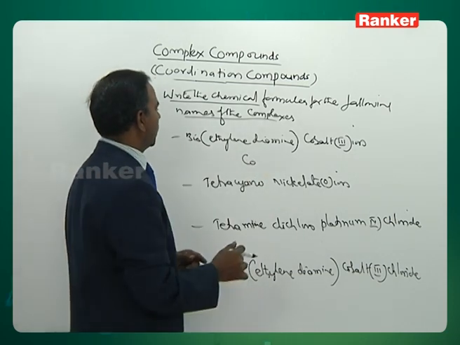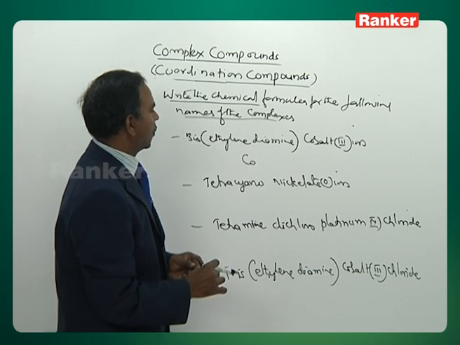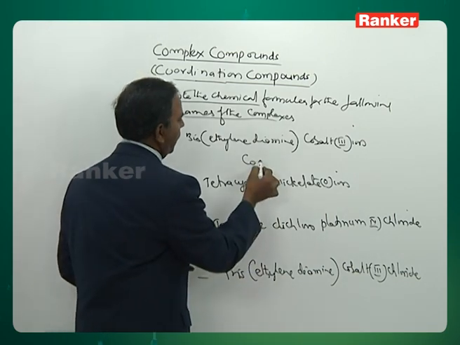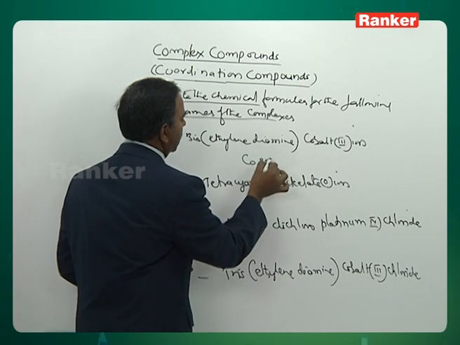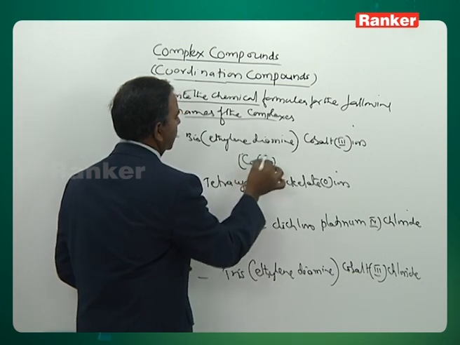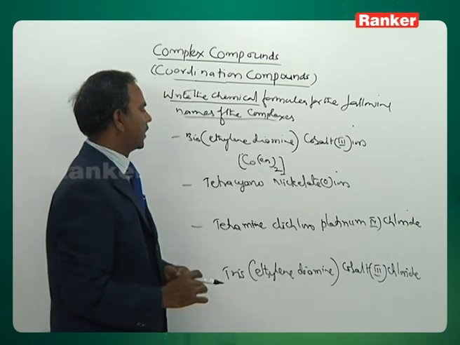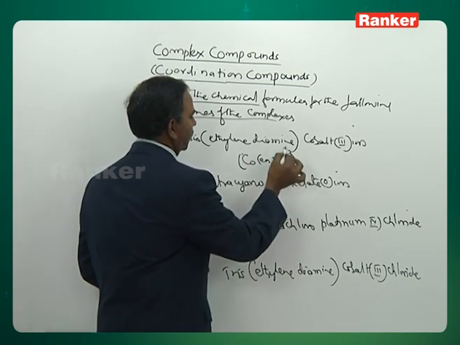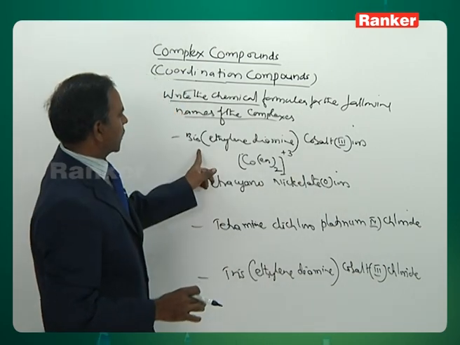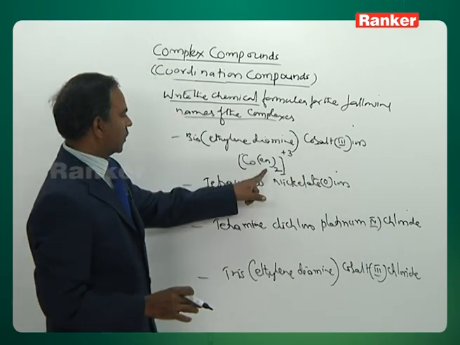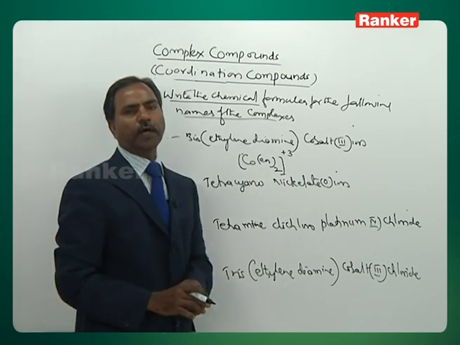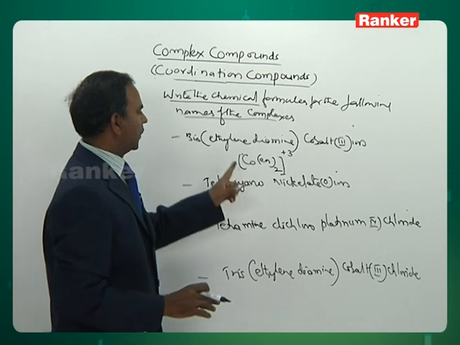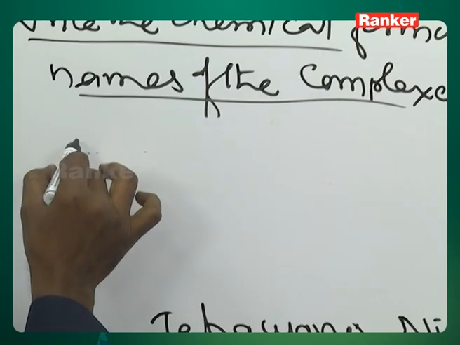Then bis(ethylenediamine), cobalt 3 ion, en taken twice. Then you can take it as plus 3. This is not looking very correct. Once you talk about this particular coordination number 4, cobalt is actually not plus 3, there should be a little correction.